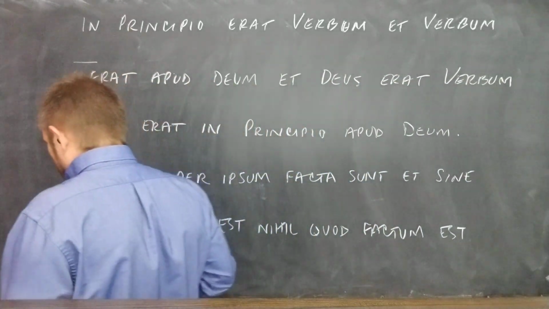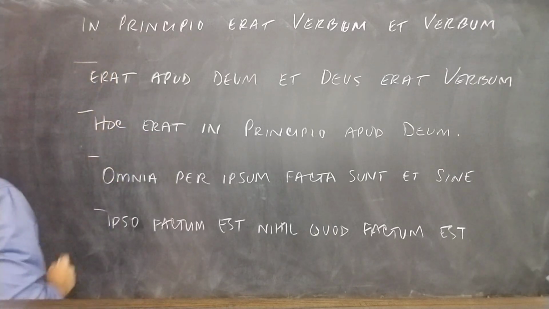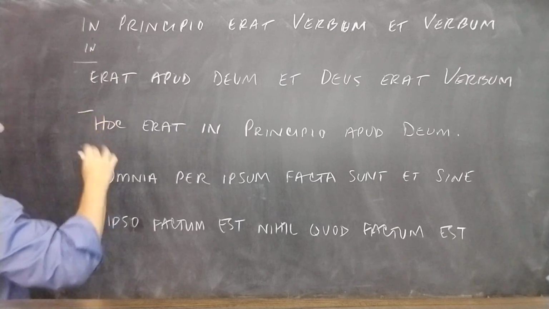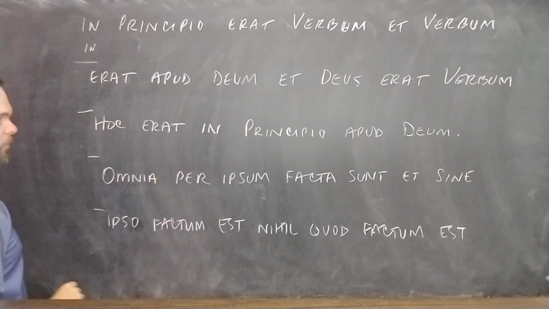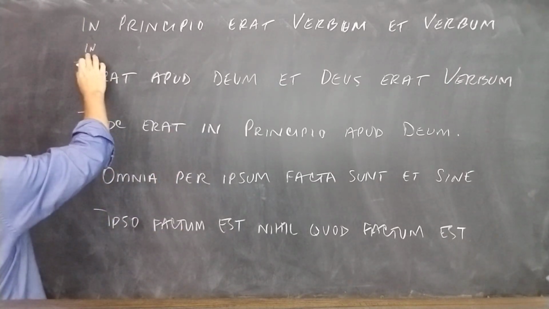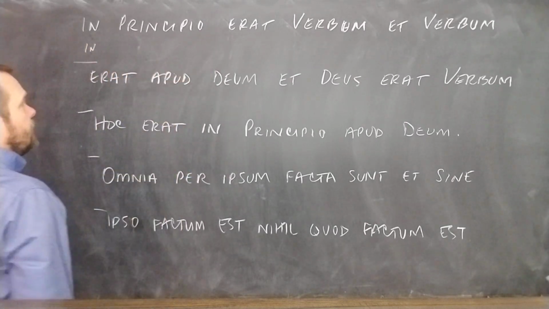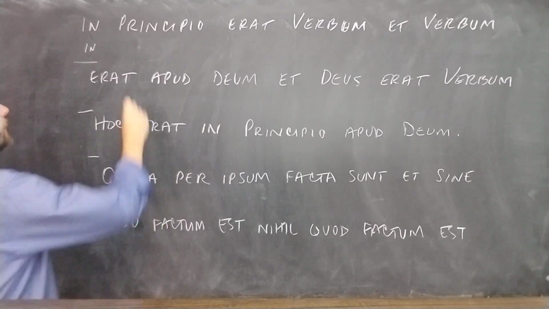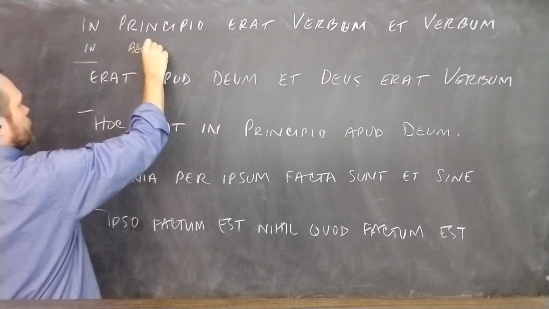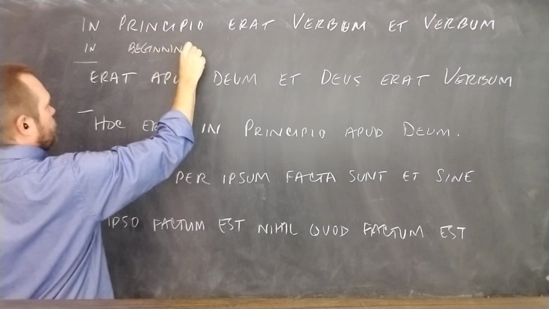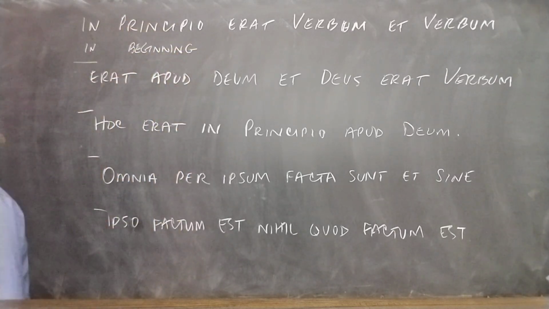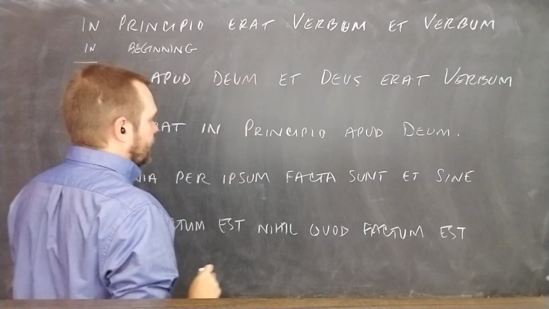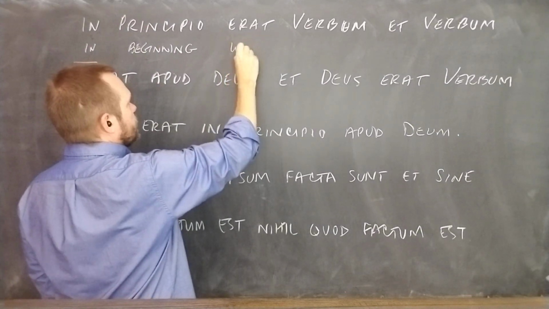If I were to look at my lesson and look up the word in, I would see that in English it just means in. And I'm going to write a little bit smaller in English because English takes up more space. In, and then we have the word principio, and if I look that up in the exposition, I see that it means beginning. And so I'm just going to write the English in small print right under that Latin word. In beginning. Erat, the exposition tells me that erat means was, it's a verb.